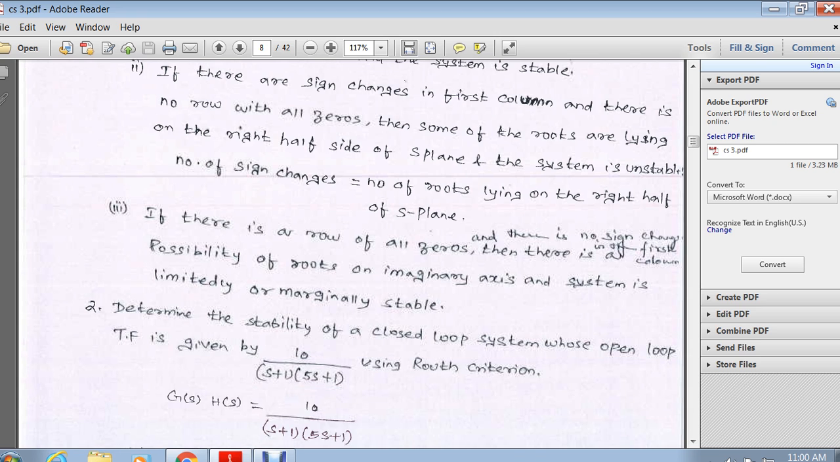Coming to the third one: if there is a row of all zeros and there is no sign change in the first column, then there is a possibility of roots lying on the imaginary axis. The system is said to be limitedly or marginally stable. So these three are the main conditions for finding stability by using the Routh-Hurwitz criteria.